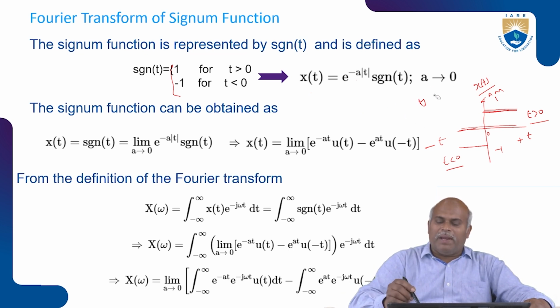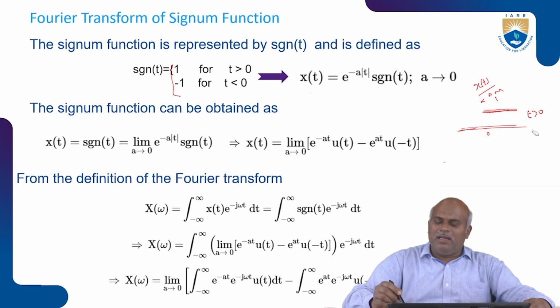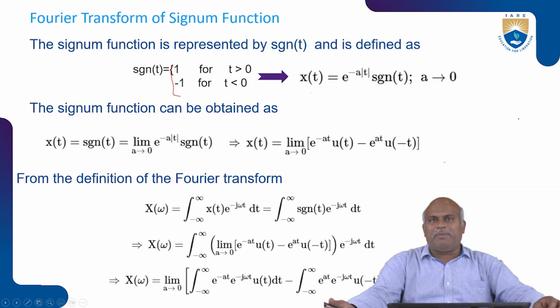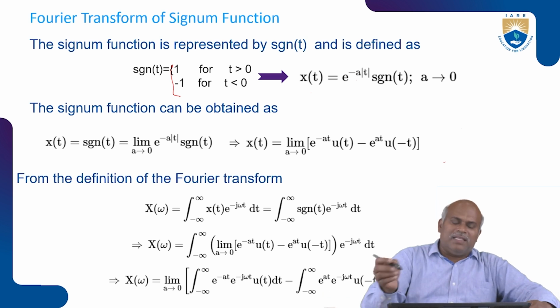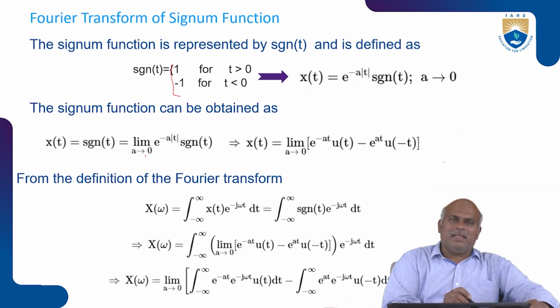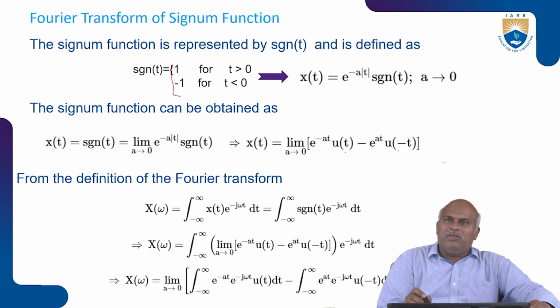Next, we need to apply the Fourier transform to this signum function. So the signum function can be obtained as x(t) equal to sgn(t), taking the limit as a tends to 0 of e power minus a mod of t, sgn(t). In this case x(t) is equal to the limit as a tends to 0 of e power minus at u(t) minus e power at u(minus t), I should write.